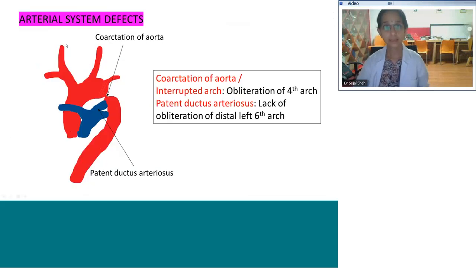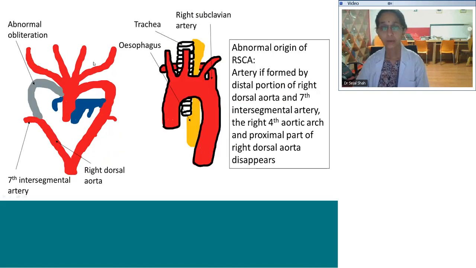So now with this understanding, we will see the arterial system defects. And the most commonest, all of you would agree, is the coarctation of aorta or arch interruption. And this happens because of a problem with the 4th arch. If the 4th arch gets completely obliterated, it's going to give rise to interruption. And if it partially gets obliterated, it gives rise to coarctation. If the patent ductus arteriosus is there, it is due to lack of obliteration of the distal part of the 6th aortic arch. This is easy to understand.